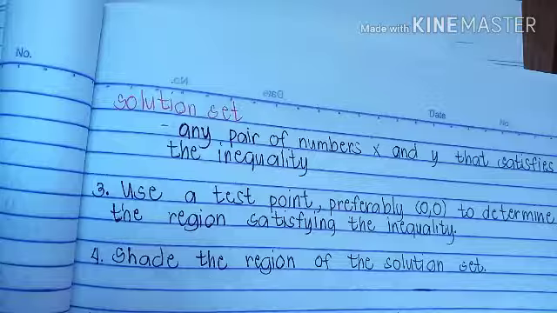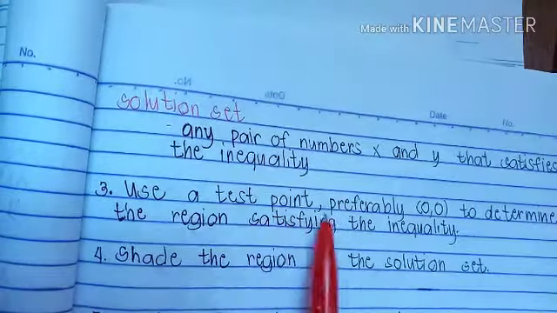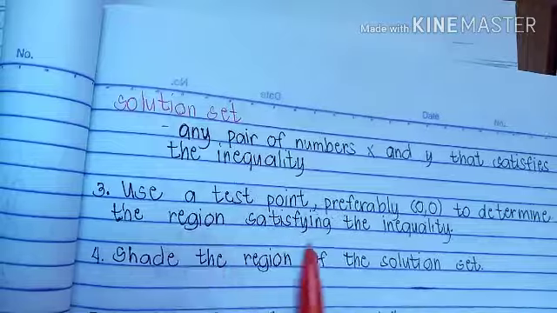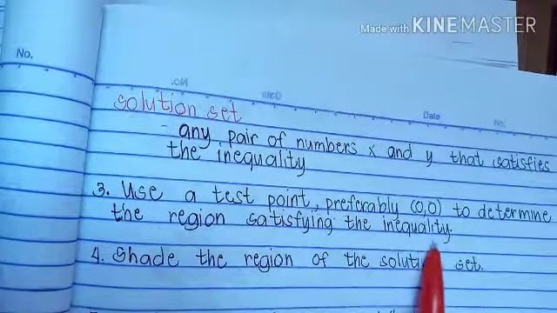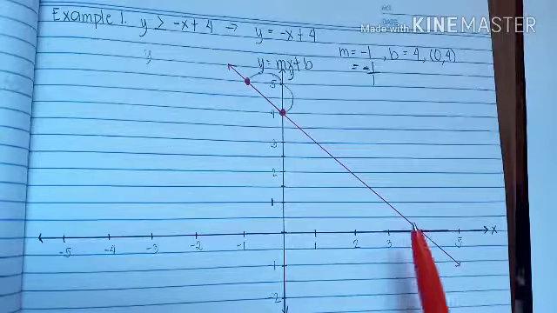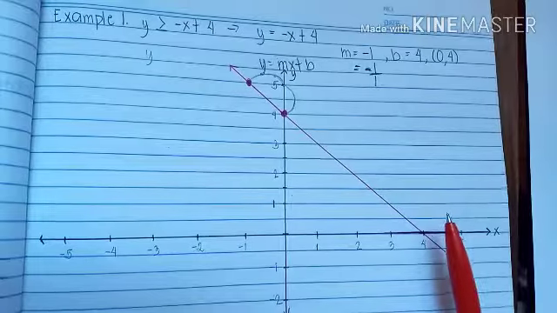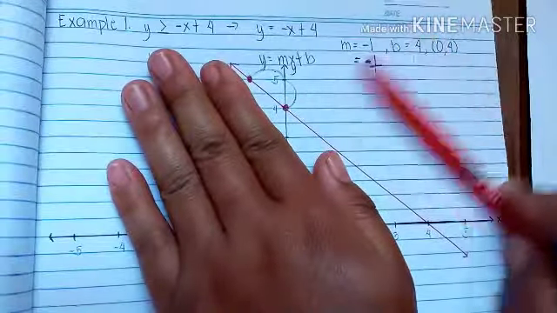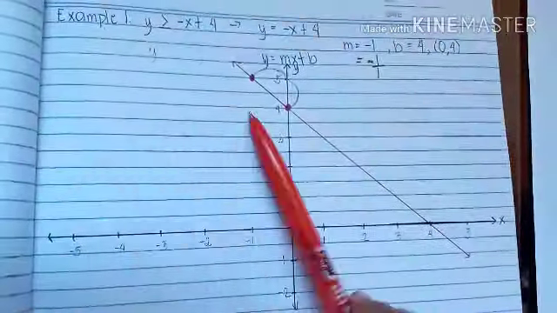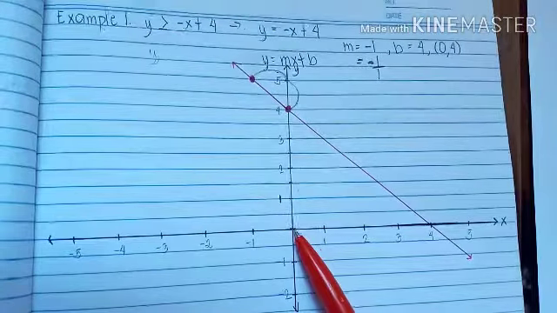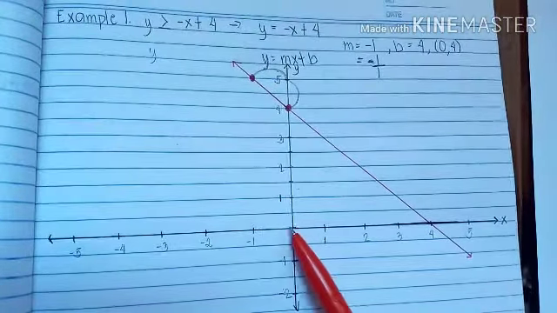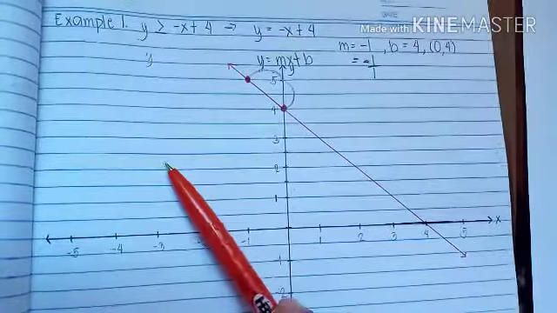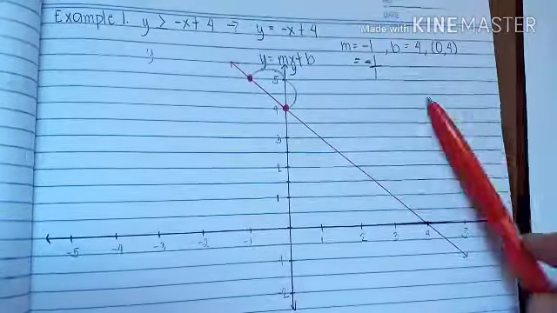Now, the third step is we're going to use a test point, preferably (0, 0) or the origin, to determine the region satisfying the inequality. The line divides the graph into two regions, so the solution set could be either this side or this side. Let's have the origin as a test point to find out. If it proves true, the solution set is in this area. If it's false, then it would be the other side.